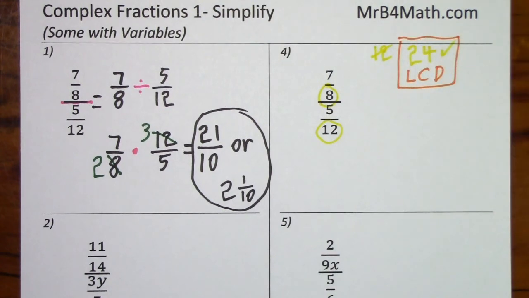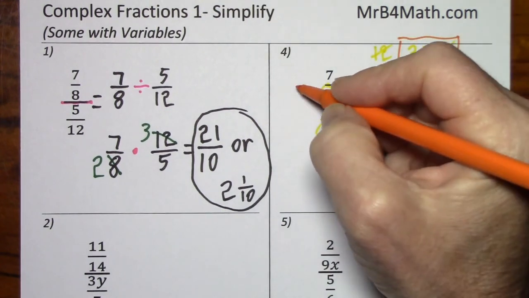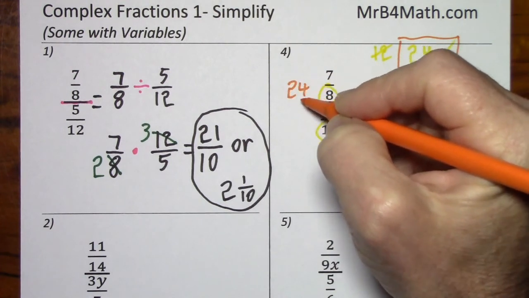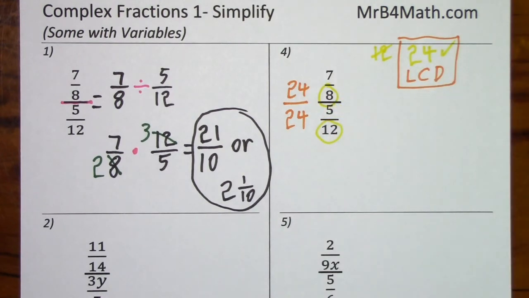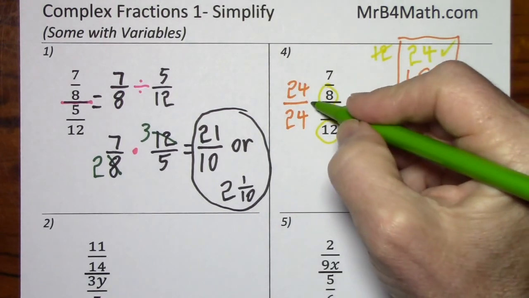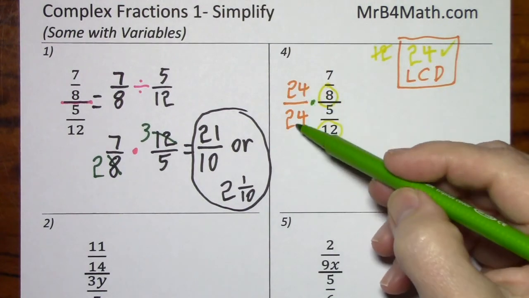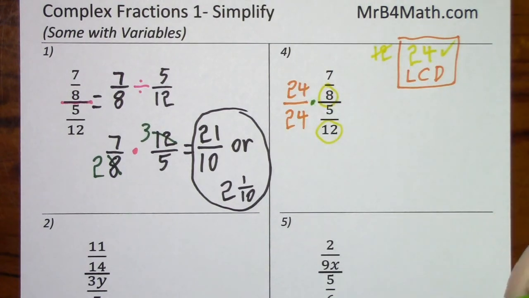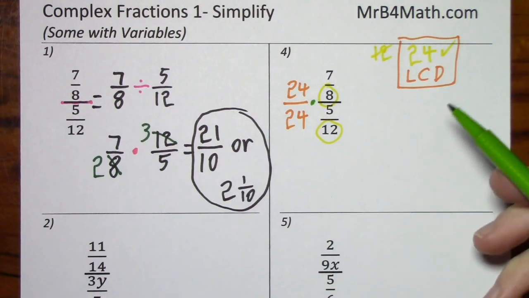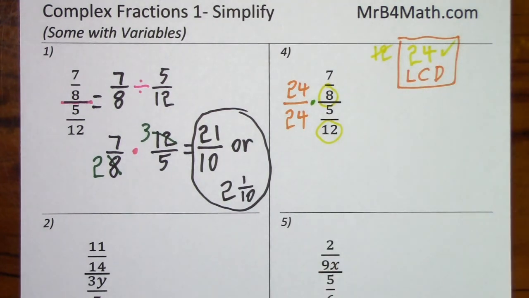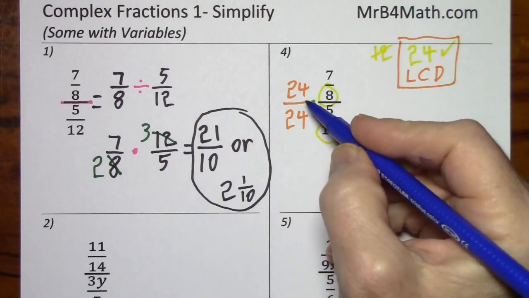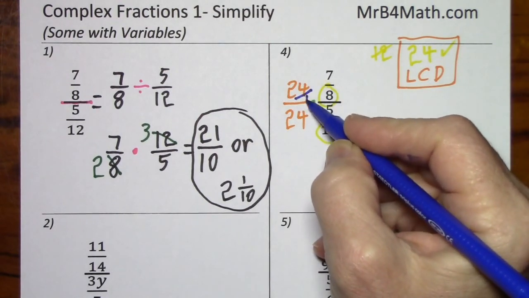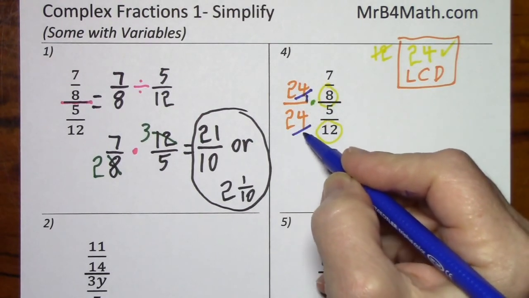Now what we're going to do with that is multiply by 24 over 24. And again, we're multiplying. 24 over 24 is just a strange looking 1. If you multiply a number by 1, you don't change its value, you just change the way it looks. Now on the first one, I'll show a little more detail. This 24, you can think of it as 24 over 1. This is 24 over 1.